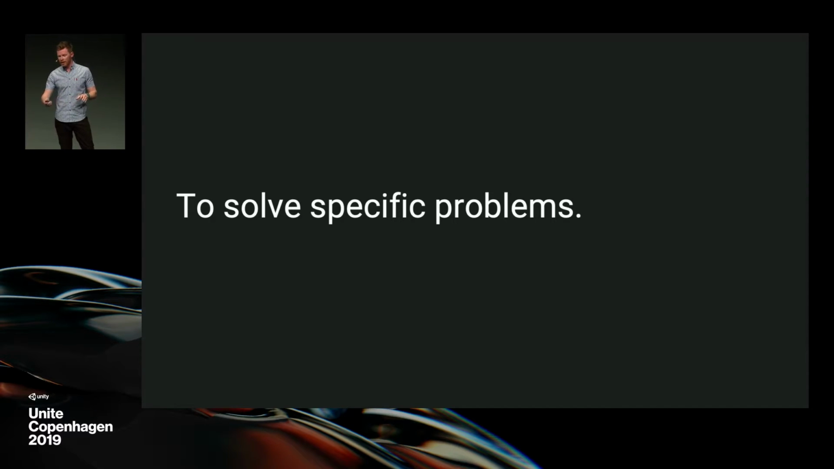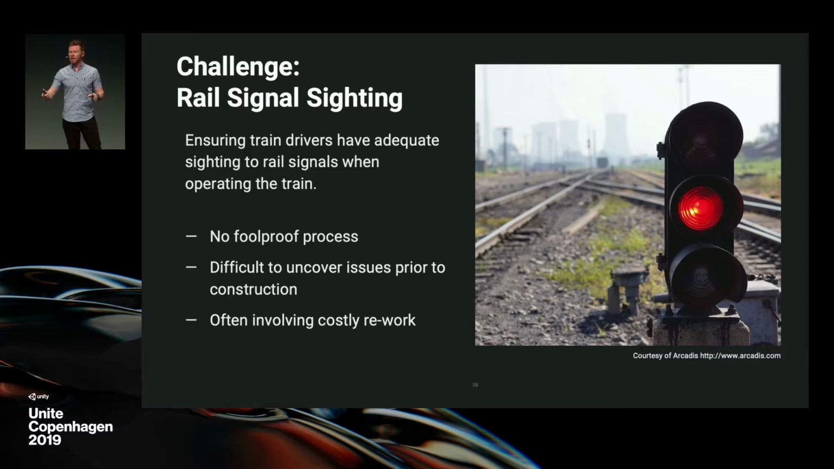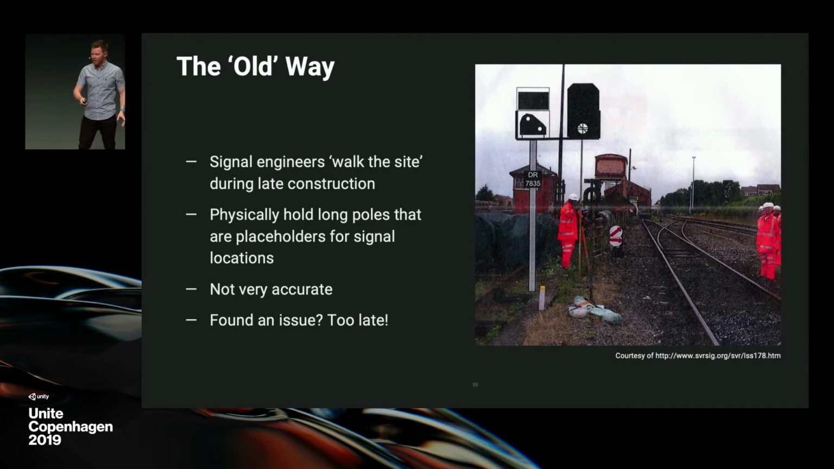And the example case study that we're going to look at for that is the challenges that designers have around rail signal sighting. That's basically making sure that the train driver can actually see the signals at the minimum sighting distances that he needs to. At the moment, there's not really a super great foolproof process for doing that. And it's really difficult to uncover issues prior to actually constructing that rail line, which means that if there is an issue, they're going to have to go back and change a whole bunch of stuff, and it's going to be very, very expensive.